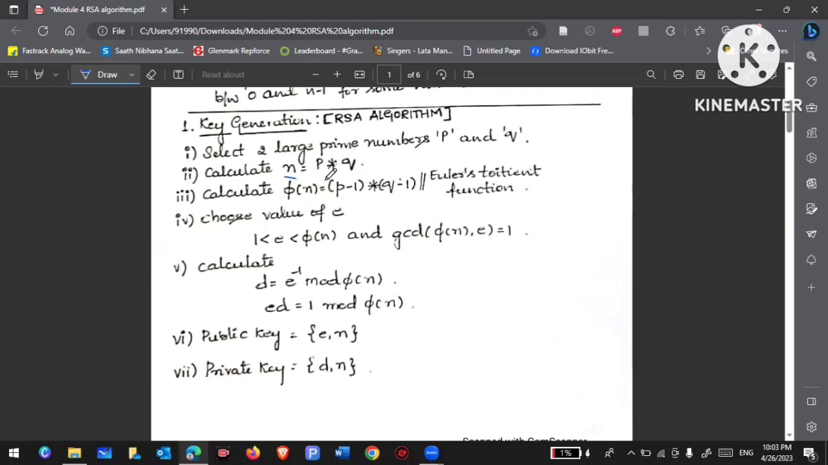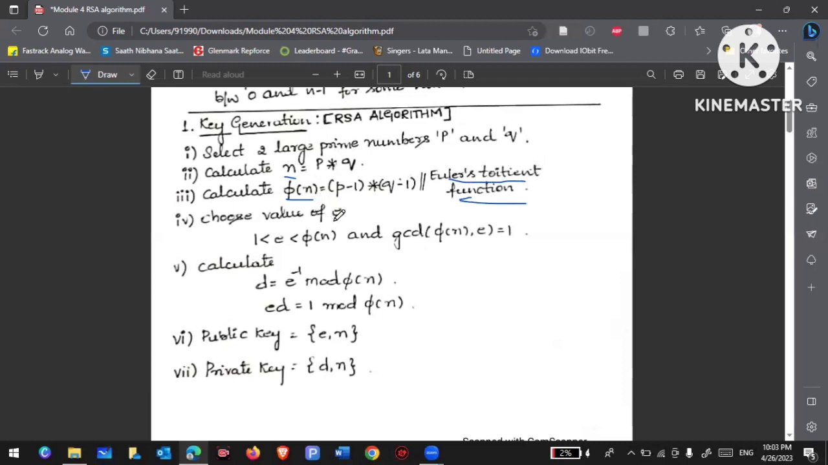Third step, we will calculate the Euler's Totient function that we represent by phi of n. How do we calculate that? By multiplying p minus 1 and q minus 1. Phi of n is equal to p minus 1 into q minus 1. That will give us the Euler's Totient function. That is the third step.